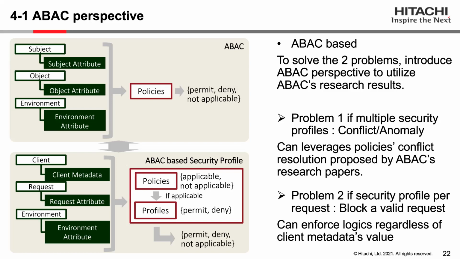Then for problem two, if we allow our server to change the security profiles dynamically, depending on its context, against the same client's request, in some cases the OAuth server may reject the valid request from the client. By using the nature of the policy concept in ABAC, I can enforce the logic regardless of client metadata's value. I'd like to describe these points in detail afterwards.